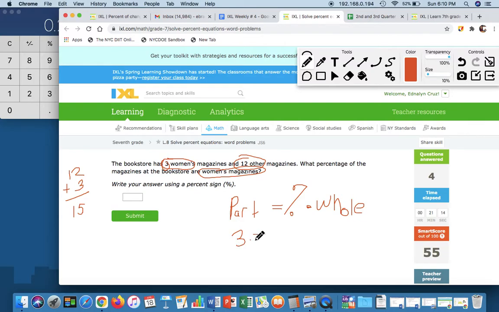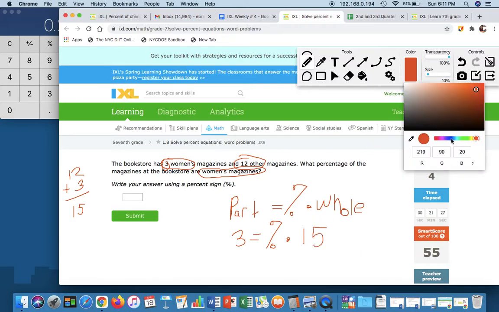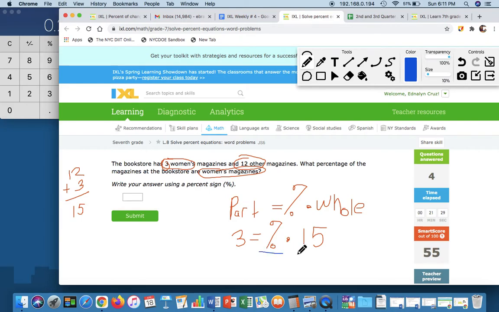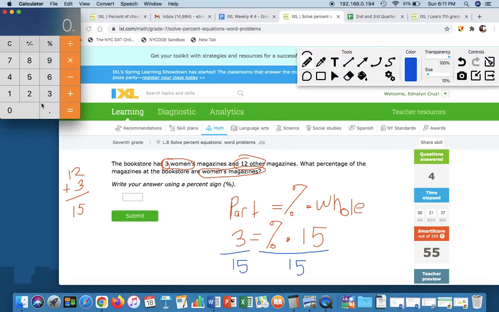3 is equal to my percent times my whole amount, which was 15, because for this one, it didn't tell me what the total amount was. Now we need to think back to inverse operation. We divide, right, because the opposite of multiplication is division. We divide by 15. We now put it in the calculator. 3 divided by 15 is equal to 0.2.